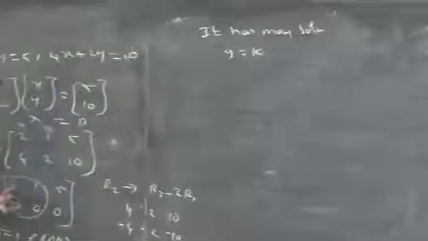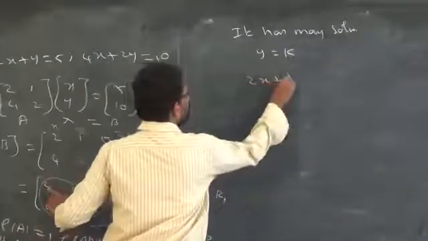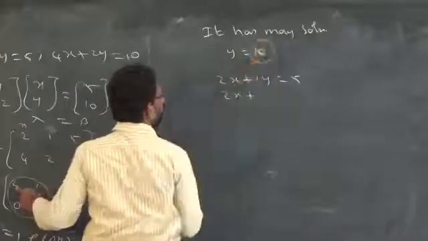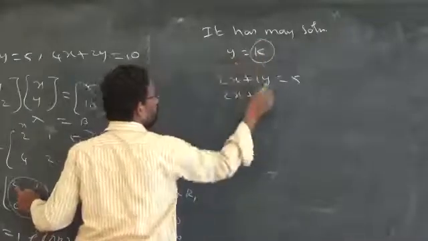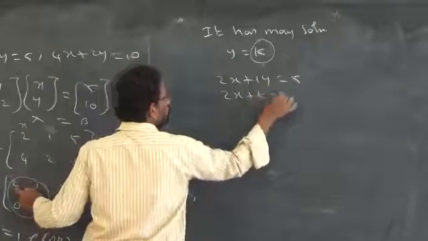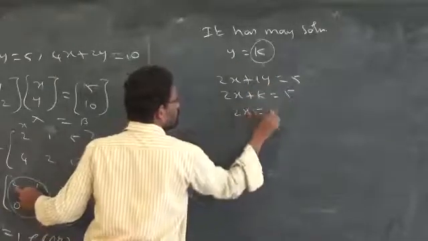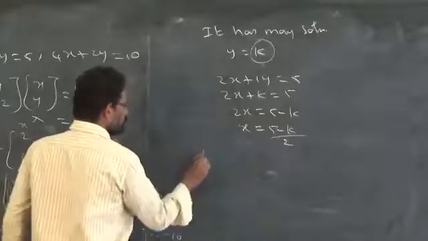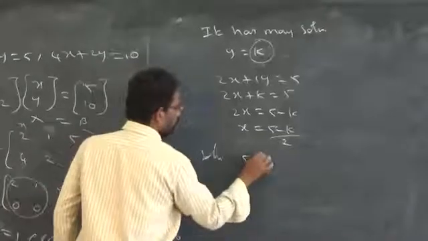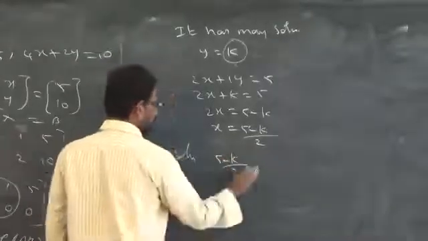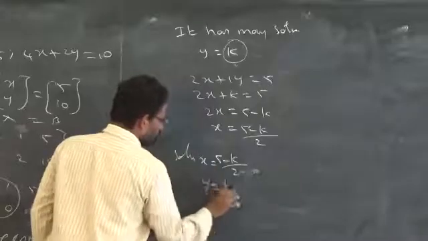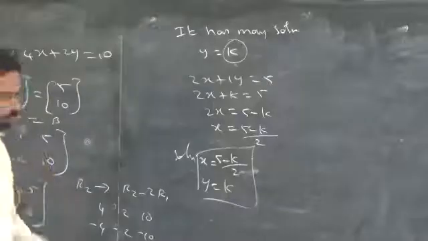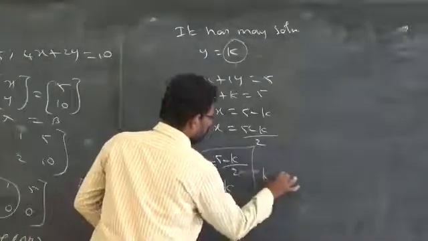Last row 0 0. Take the first equation, 2x plus y is equal to 5. Since we consider the variable y as k, replace y by k. So 2x is equal to 5 minus k, therefore x is equal to (5 minus k) by 2. So the solutions are x is equal to (5 minus k) by 2 and y is equal to k. That is the answer. k will always be a real number.